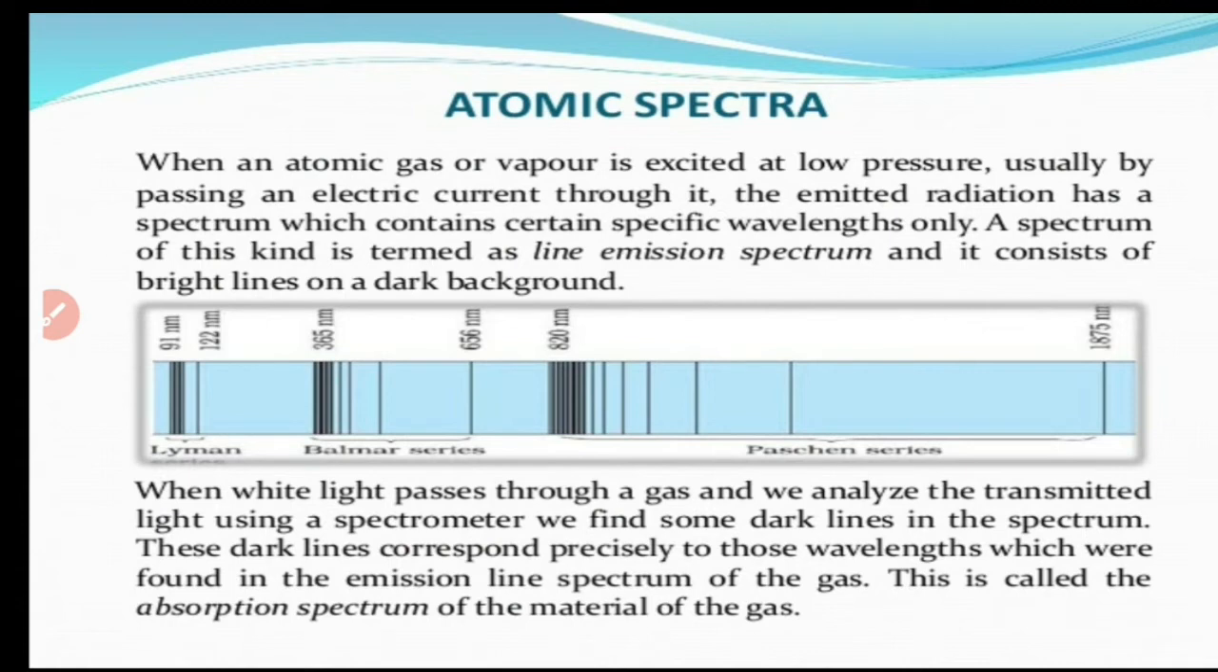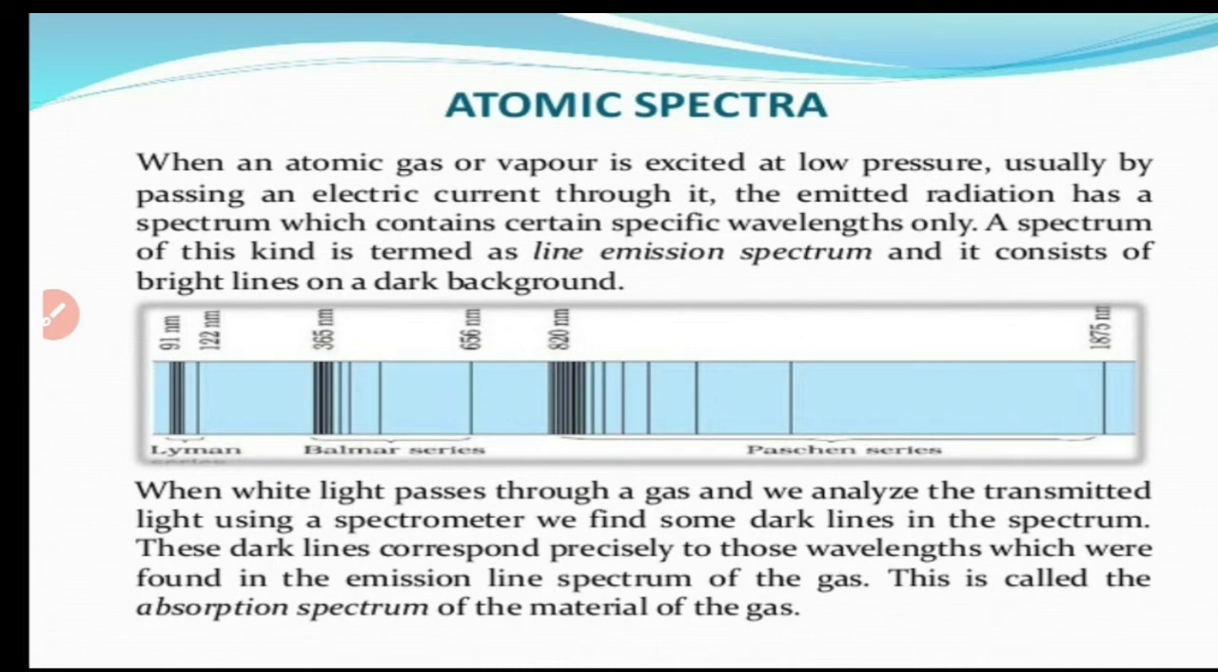So we will take the sample in the form of vapor, and we are giving energy so that the system is in an excited state. When that system emits radiation, we will examine or photograph the spectrum of radiation emitted by that system, and we see that that spectrum consists of some bright lines in the dark background. Such a spectrum we call emission spectrum.